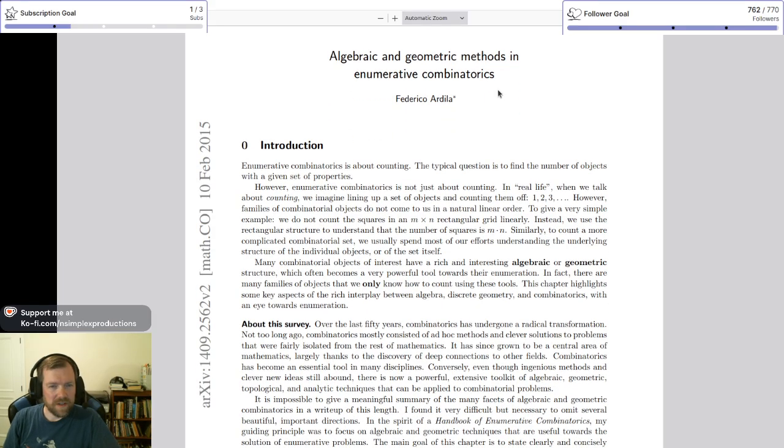Okay. Introduction. Enumerative combinatorics is about counting. The typical question is to find the number of objects with a given set of properties. However, enumerative combinatorics is not just about counting. In real life, when we talk about counting, we imagine lining up a set of objects and counting them off, 1, 2, 3, etc. However, families of combinatorial objects do not come to us in natural linear order. To give a very simple example, we do not count the squares in an m by n rectangular grid linearly.